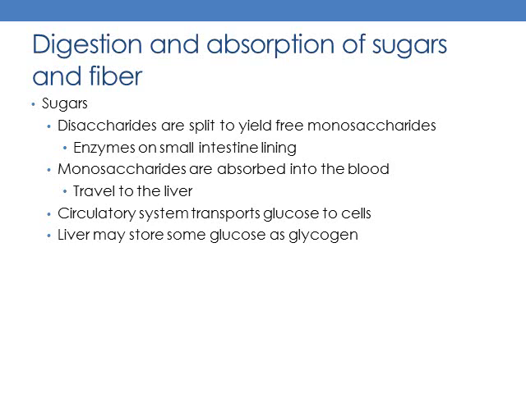liver. And then the liver will convert galactose and fructose to glucose. The circulatory system then transports the glucose to all cells, and the liver may store some glucose as glycogen. And remember that glycogen is really that branch chain of glucose molecules. So glycogen is our storage form of glucose.